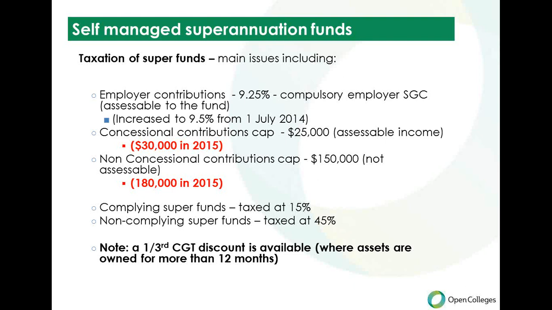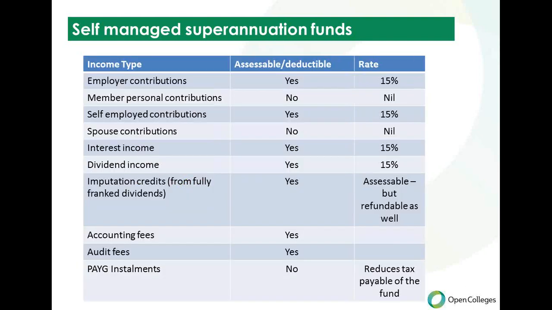Note there is a 1/3 CGT discount available, but the asset must be owned for more than 12 months. So one key way of remembering what to do with different types of income in a super fund is just to be aware of the treatment of different income types. So we've got employer contributions. If you're currently working, you're getting your money from the employer being put into super. Is it assessable income to the fund? Yes. The tax rate's 15%.